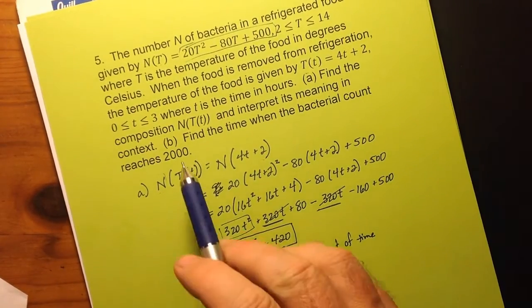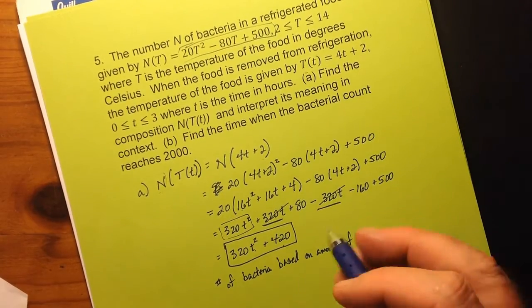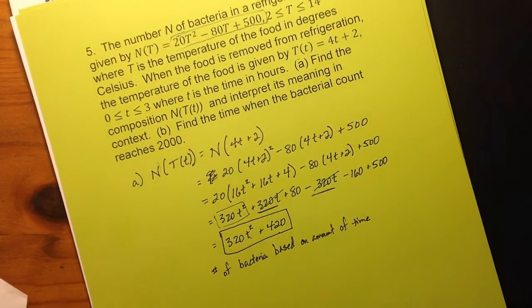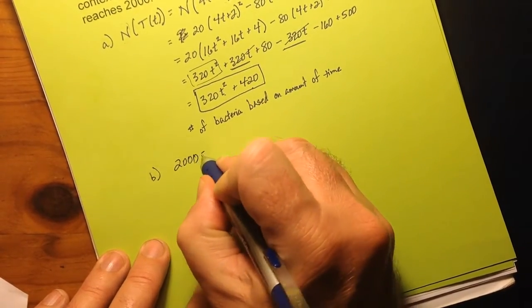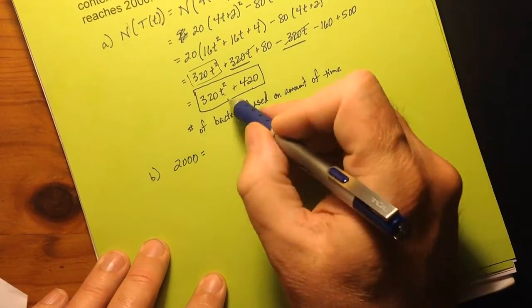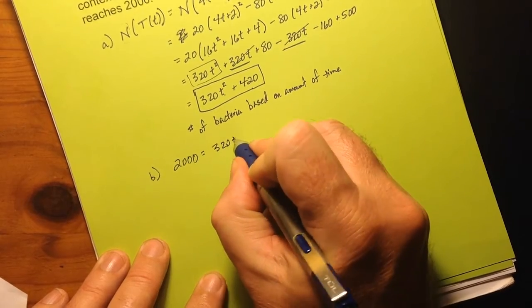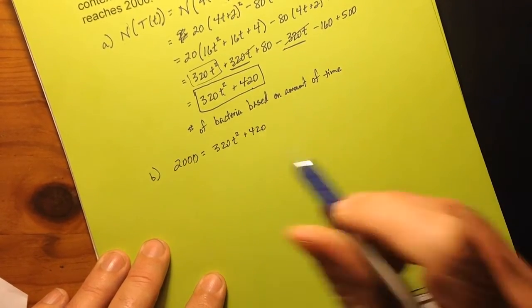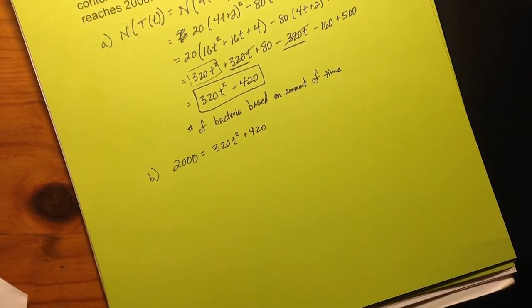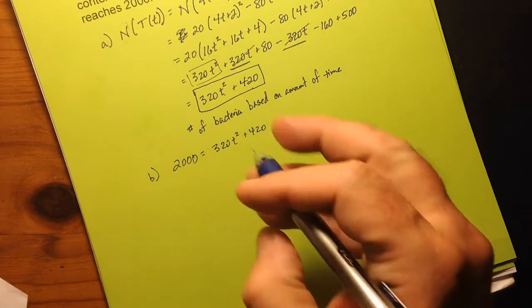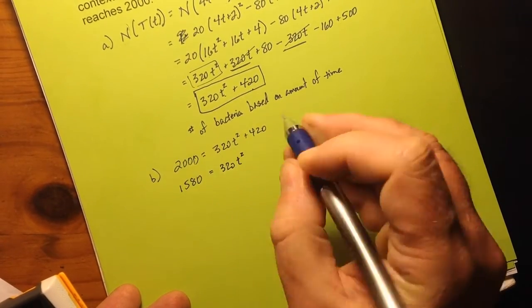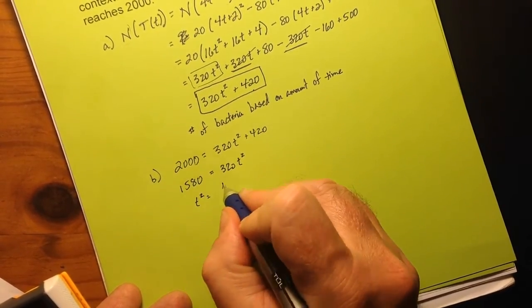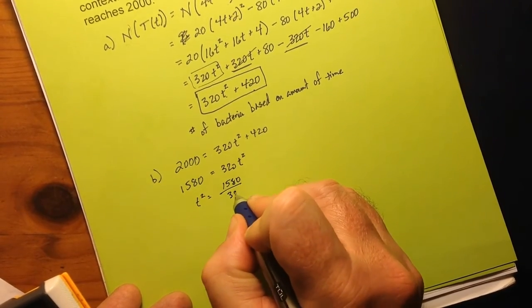Then part B says find the time when the bacterial count reaches 2,000. So now we're just going to solve this. I'm going to say 2,000, my number of bacteria, equals 320t squared plus 420. I'm going to subtract 420 from both sides. 2,000 minus 420 is 1,580. It's equal to 320t squared. So t squared equals 1,580 over 320.